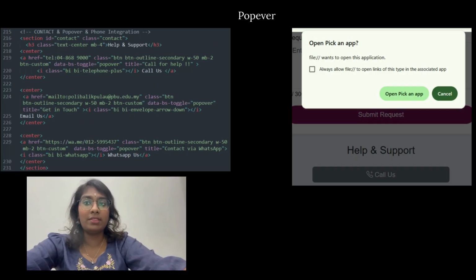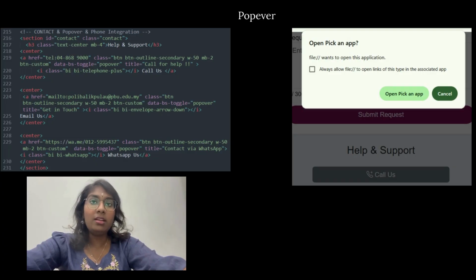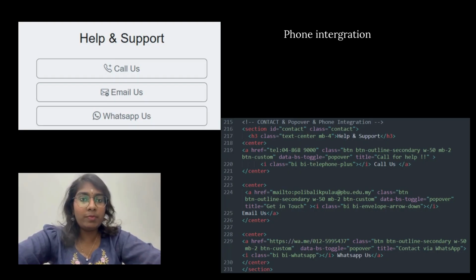For the fourth part, we have the popover. A popover gives a more detailed explanation when needed. The popover we have here appears when you click on the call button, and it gives you the option to pick an app to call. For the phone integration part, when you want to call us, you click on call us and you will go to the part where you can call. For WhatsApp us, you will go to the WhatsApp link, and for email us, you will have our email there. When you click on it, you can directly go to our email. So that is why we have phone integration, to make it easier for you to contact us.